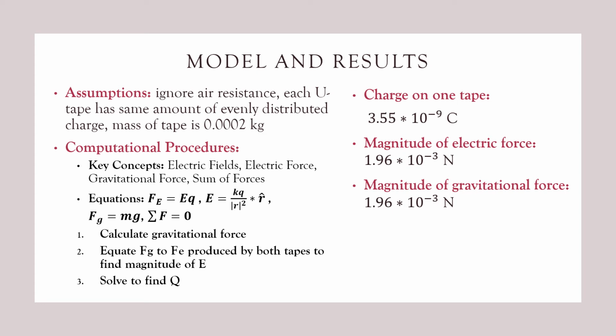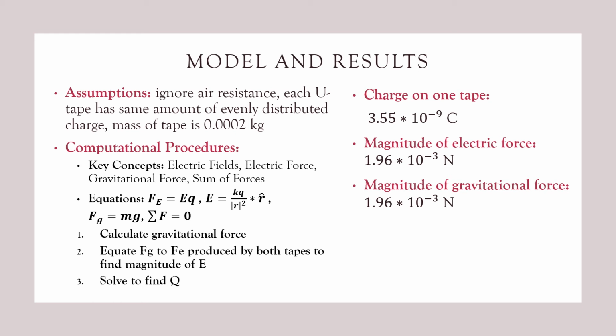The procedure that we followed in the code was that first we calculated the gravitational force. We equated the gravitational force to the electric force produced by both tapes to find the magnitude of the electric field, and using the magnitude of the electric field, we solved to find the charge Q. Using this, we found that the charge on one tape would be around 3.55 times 10 to the power negative 9.